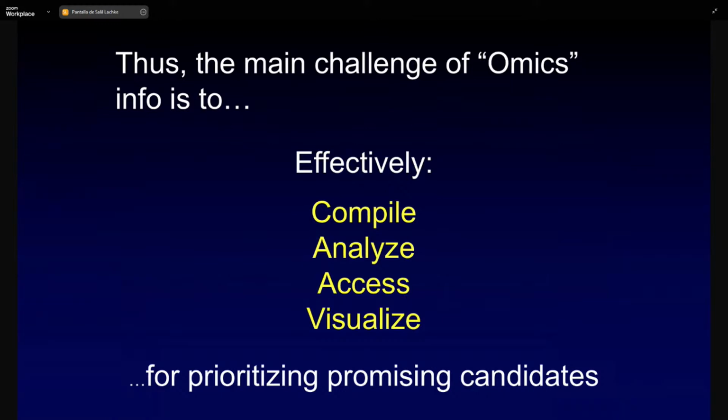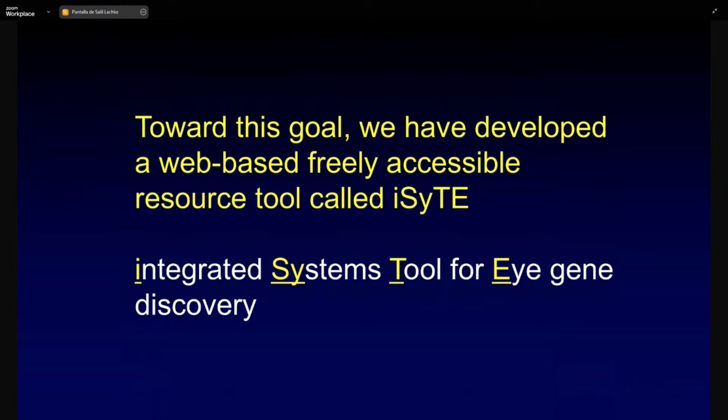Okay, so the key challenge, I believe, of omics is to be able to effectively compile, analyze, and freely access this information, and visualize this information in a user-friendly manner that really will be useful for the end biologist or biomedical researchers or scientists or clinician researchers. And towards these goals, we have developed this system called EyeSight. EyeSight stands for Integrated Systems Tool for Eye Gene Discovery. It's a web-based resource, which I'll talk about in a couple of minutes.